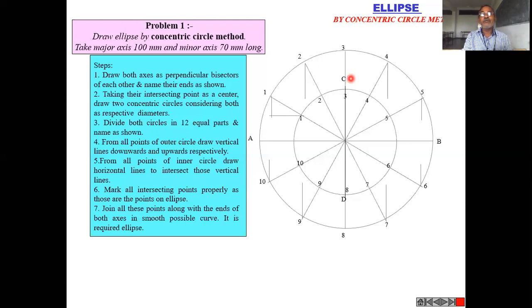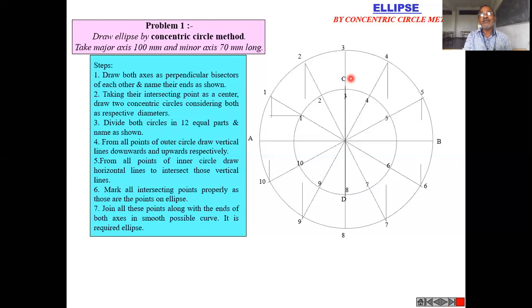And from now, draw horizontal lines outwards from the points on the inner circle, right? Horizontal lines outwards from the points on the inner circle to intersect the previous vertical lines. Step by step, in series, in correct sequence.